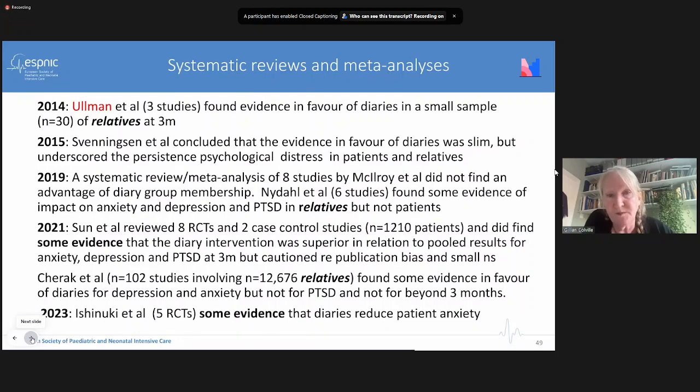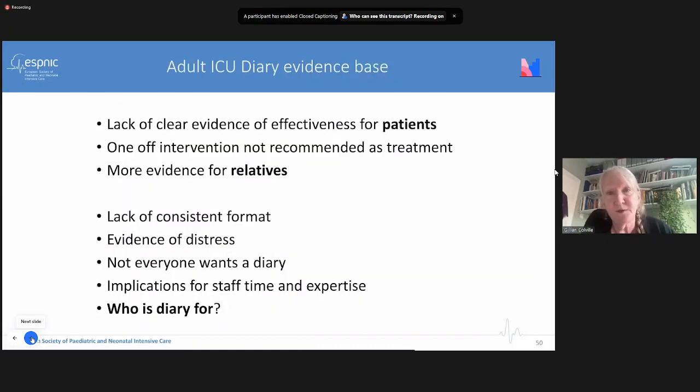And so there's a sort of mixed bag of findings when people try to pool results from lots of different studies. One thing that does emerge, and which is why I've put it in bold, is that there seems to be more evidence for relatives. That's relevant to us because so many of our patients are too young to read a diary themselves. So it may be that there is a role for this kind of intervention for parents. But at the moment, strictly speaking, there isn't clear evidence in terms of patients.